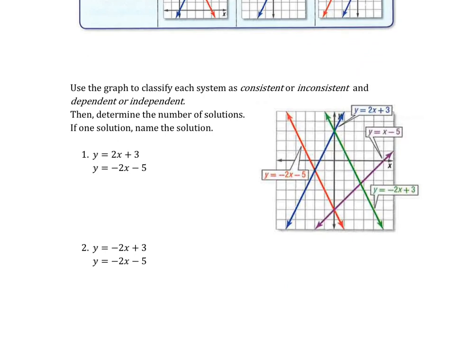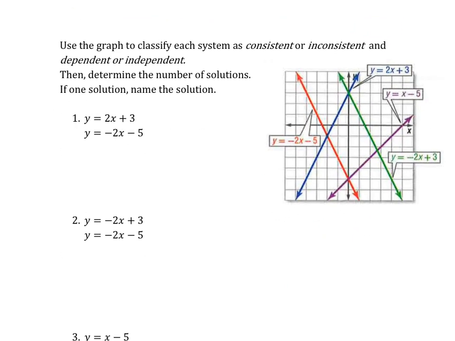So now let's move on to look at some examples here. So we are going to use this graph to classify each system as consistent or inconsistent, and then if it's consistent, independent or dependent. Then we're going to determine the number of solutions, and if there's one solution, we're going to name the solution. Okay, so this first example, number 1, we have y equals 2x plus 3. Okay, so that's this blue line here as one of our lines. And then y equals negative 2x minus 5, which is this red line. Okay, so those are the two lines we're looking at for our system.